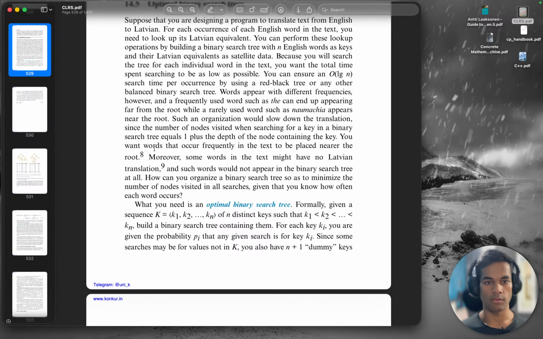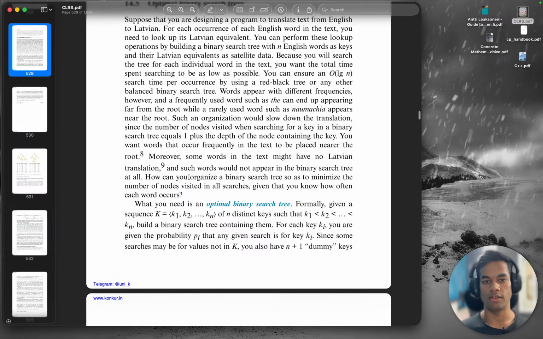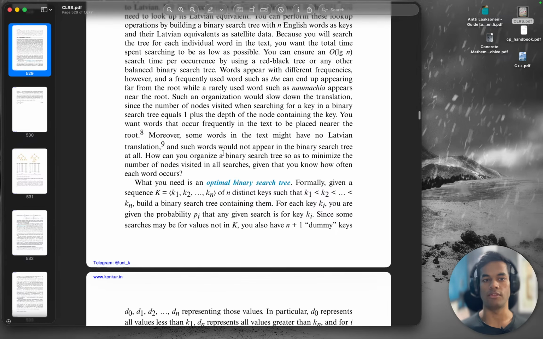You want words that occur frequently in the text to be placed nearer the root. That is something you could want if you are searching for a lot of words in your BST. Moreover, some words in the text might have no Latvian translation, and such words would not appear in the binary search tree at all. How can you organize a binary search tree so as to minimize the number of nodes visited in all searches, given that you know how often each word occurs?